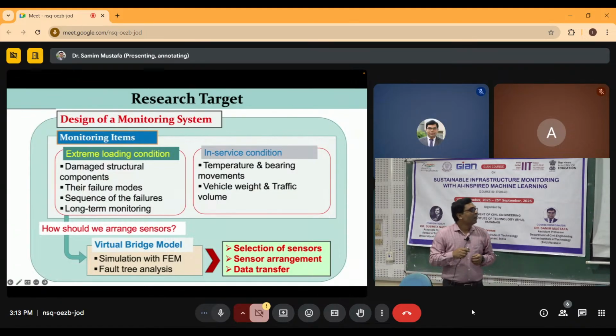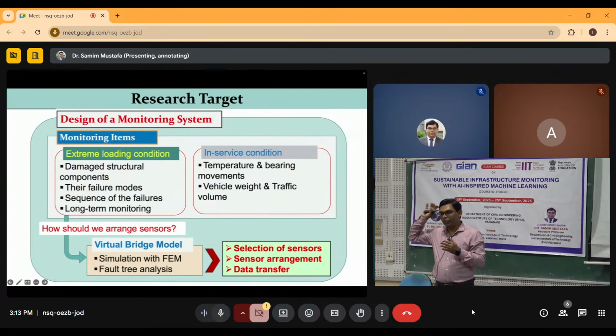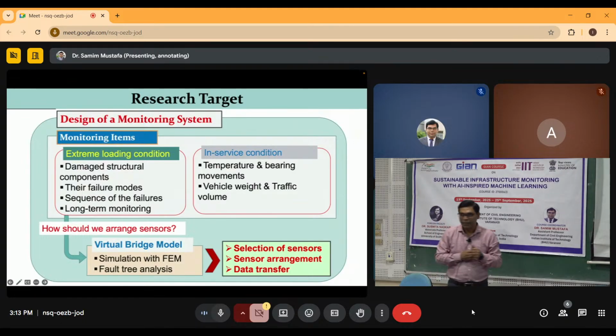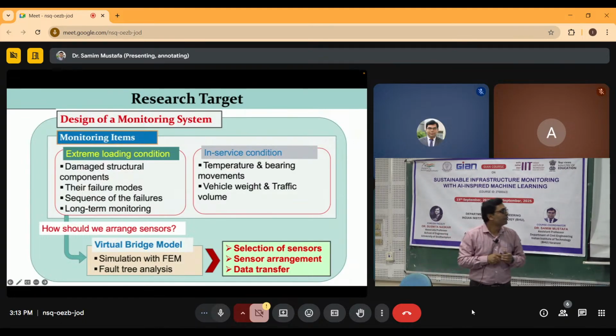Then, based on this failure mode and sequence of failure, we can have a monitoring system. Unless we know where the failure will occur first or what the progress of the failure will be, we cannot implement a monitoring system. Arbitrarily we can place a sensor, but that will not fulfill our purpose. Is it not? From common sense also we can say that. So what should we do to arrange the sensors?